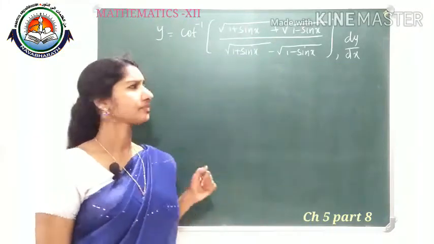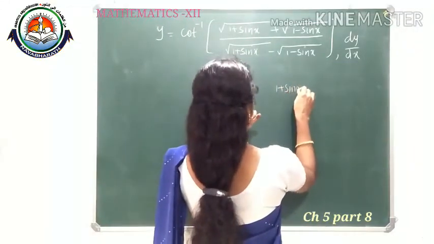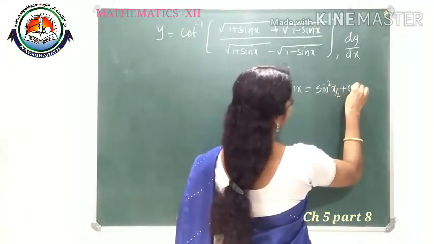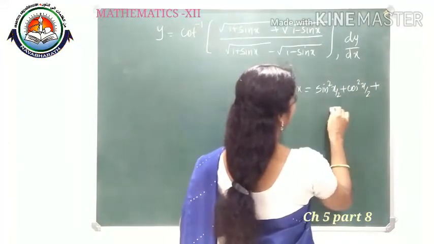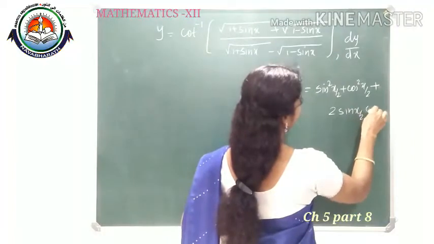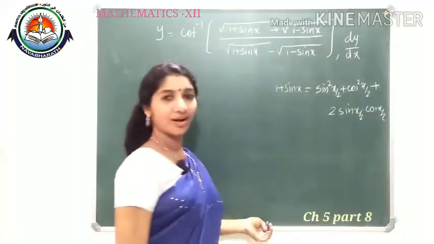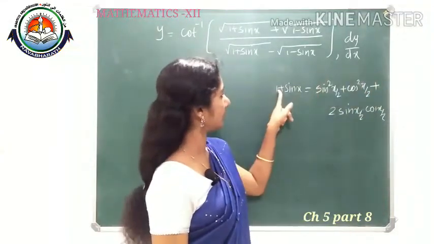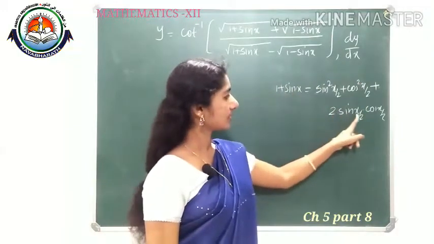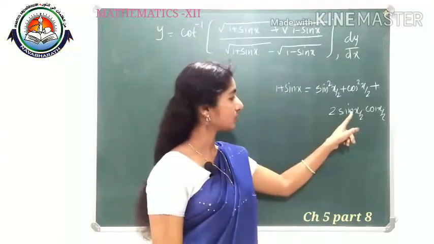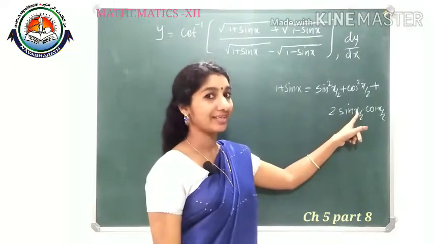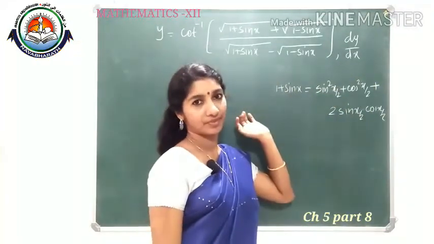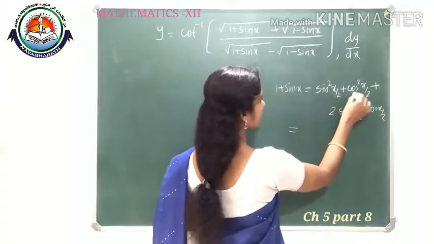How we did the 1 plus sin x, we can write it as sin square x by 2 plus cos square x by 2 plus 2 sin x by 2 into cos x by 2. How? See, sin square theta plus cos square theta is 1. So, this value is 1 plus 2 sin theta cos theta is sin 2 theta. So, sin 2 into x by 2, so we are getting it as sin x. So, this is sin x and this is 1. So, 1 plus sin x.